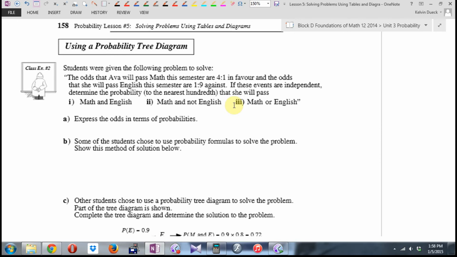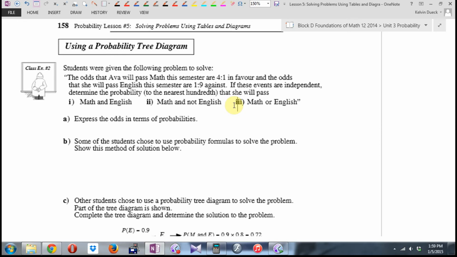Students are given the following problem to solve. The odds that Ava will pass math are 4 to 1 in favor. The odds that she'll pass English are 1 to 9 against. If these events are independent, find the probability that she'll pass math and English, math but not English, math or English. Okay.